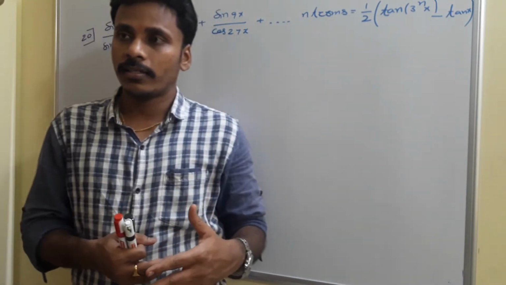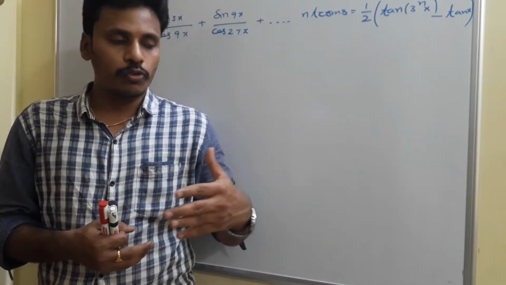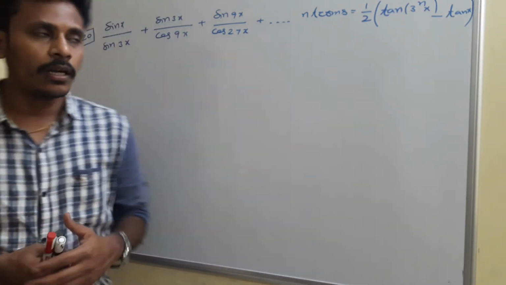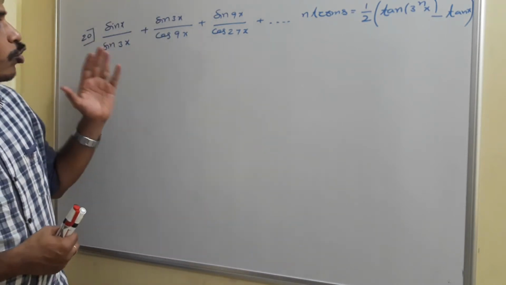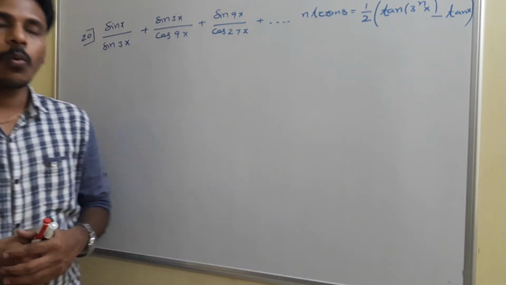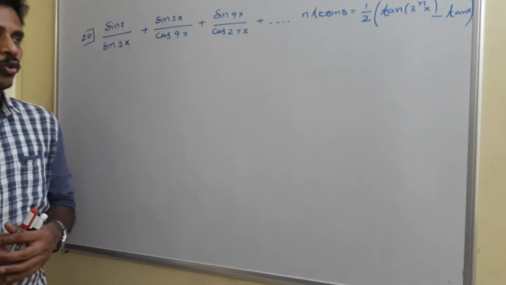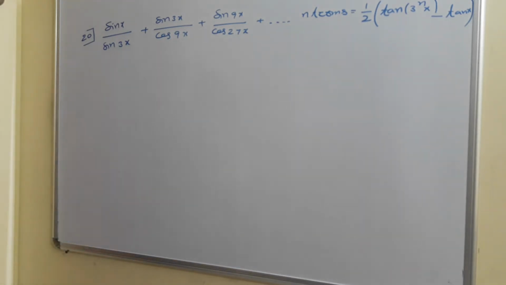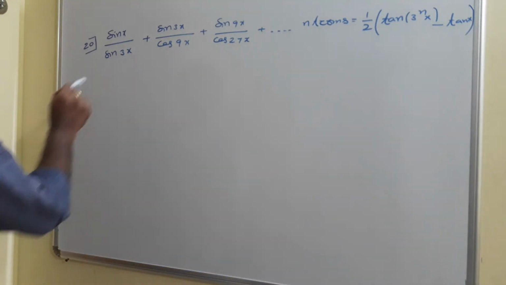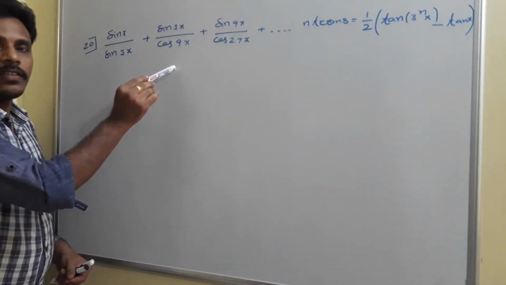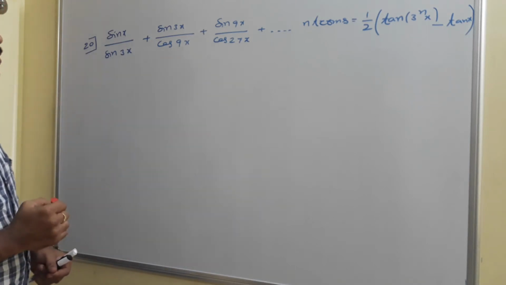In the last class, we did just up to the 19th one, and this is the 20th problem, the first problem of today's class. You just look at the problem, what is given, and what we need to do. Just have a look at this. Yeah, look at the problem. sin x by sin 3x plus sin 3x by cos 9x.